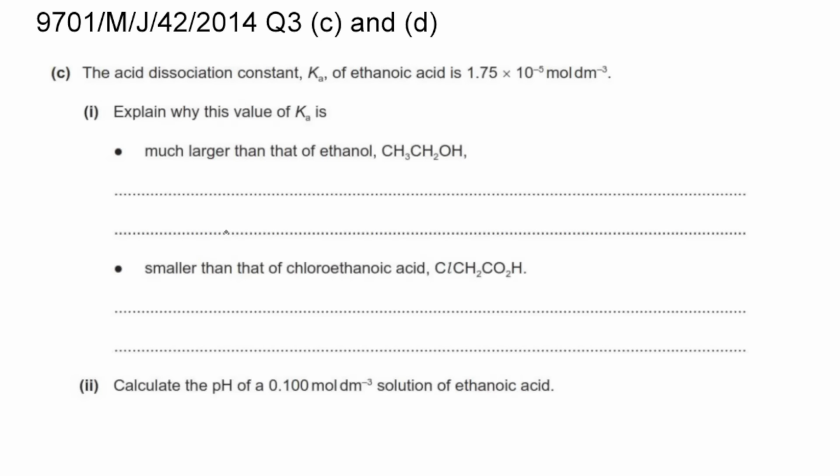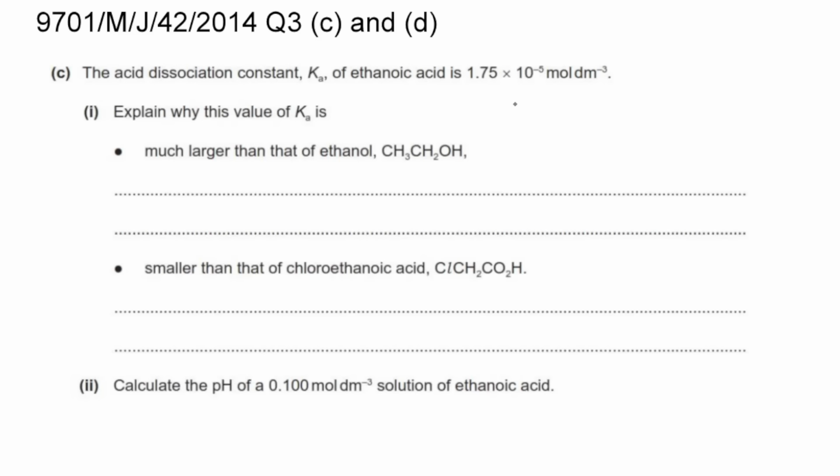Now let's solve question 3 from year 2014, variant 4.2, MJ, question number 3, C and D. It says that the acid dissociation constant of ethanoic acid is 1.75 times 10 to the power minus 5. Explain why this value of Ka is much larger than that of ethanol.